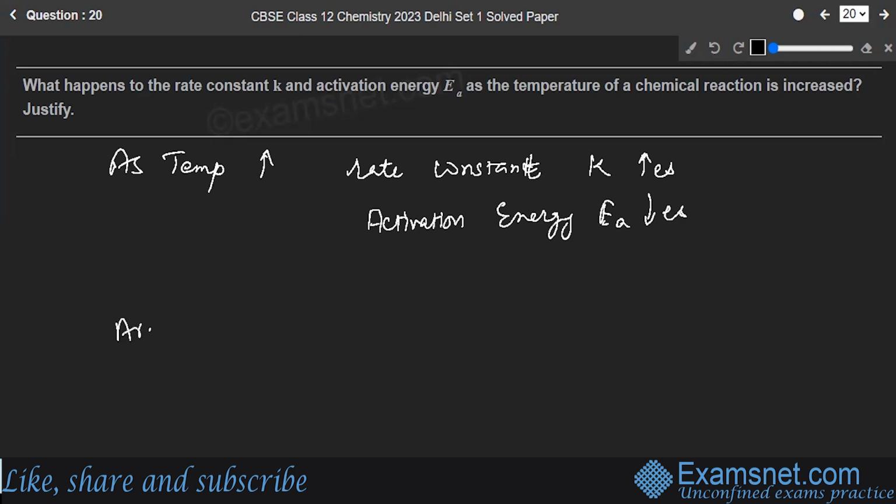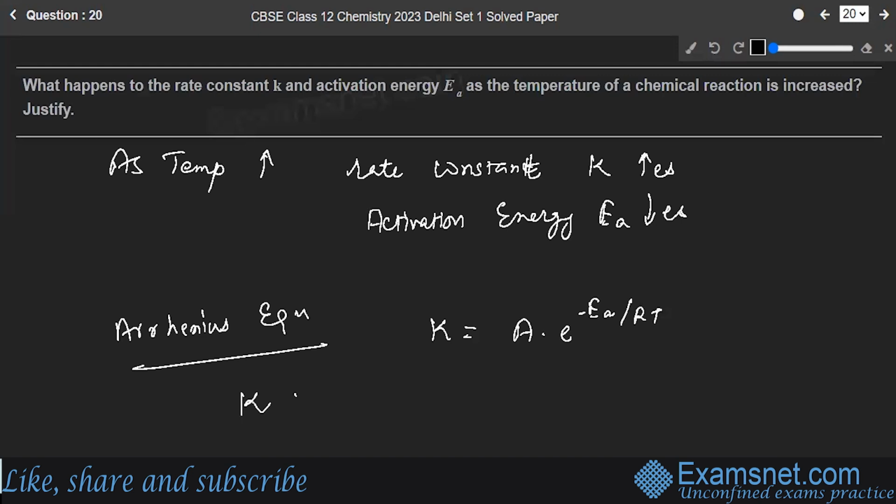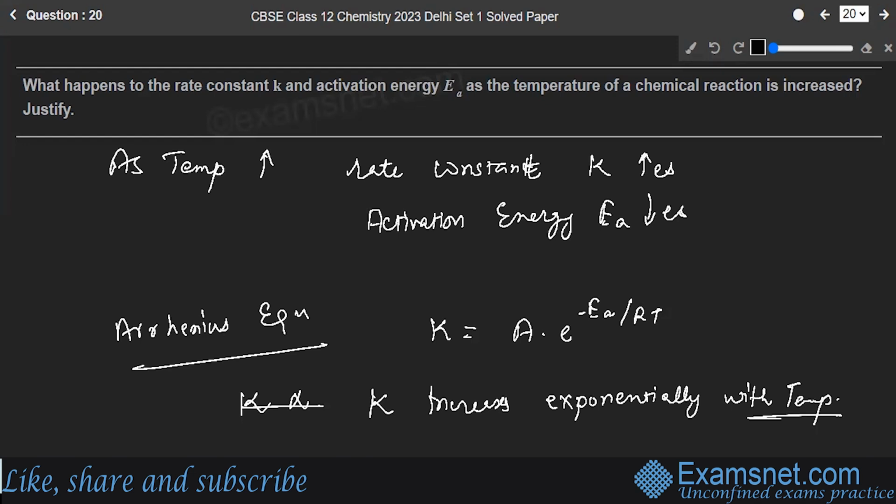According to the Arrhenius equation, you have K is equal to A into e power minus Ea upon RT. So the rate constant K increases exponentially with temperature. So this is the right answer. We had the question of what happens to the rate constant and the activation energy, and we have just discussed that. Hope you got that. Let's move to the next question.